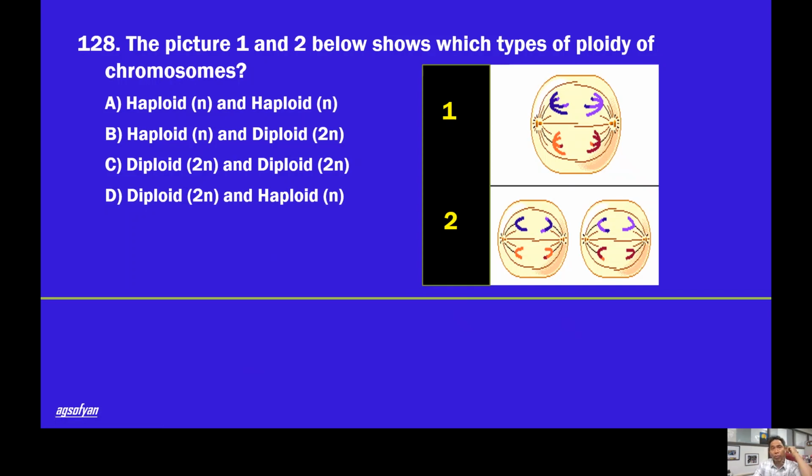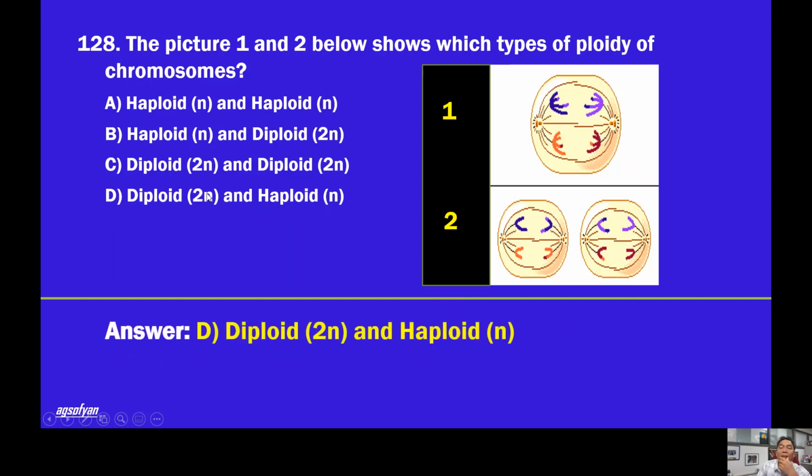Pictures 1 and 2 below show which type of ploidy of chromosome? Haploid and haploid, haploid and diploid, diploid and diploid, or diploid and haploid. Choose your answer. In picture number 1, this is anaphase 1. The chromosome is still diploid, like the parent cell. And then when it is anaphase 2, the chromosome starts to be haploid. So each cell then will carry half of the chromosomes.